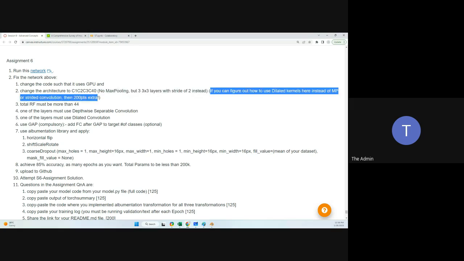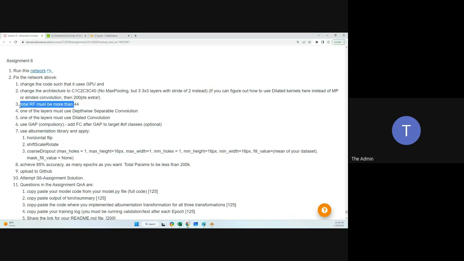And if you can figure out how to use dilated kernels instead of max pooling, then you have 200 points extra for that. Your total receptive field for the network must be more than 44. One of the layers must be a depth-wise separable convolution. One of the layers must use dilated convolution. We have discussed where we use it.